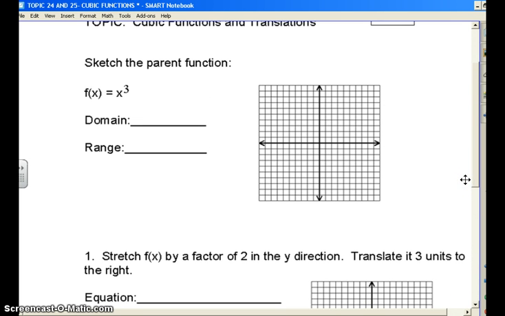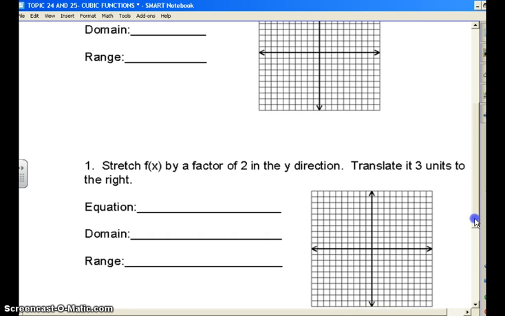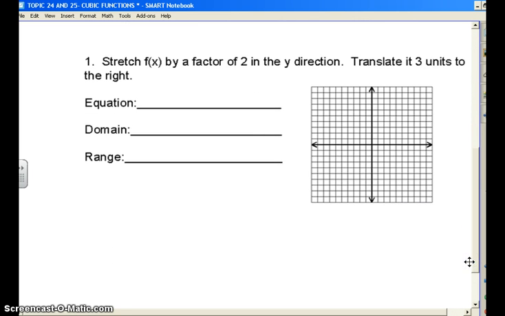You don't have these notes in front of you, so just sit back and watch this. To sketch the parent function, we already know what the parent function looks like. So looking at number 1, if I stretch it by a factor of 2 in the y direction, how's that going to change it? Two times the function. And then translate it 3 units to the right. How's that going to change it?